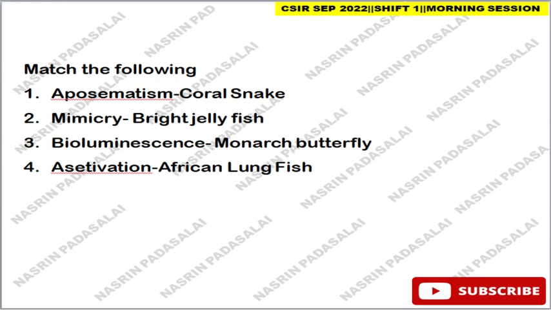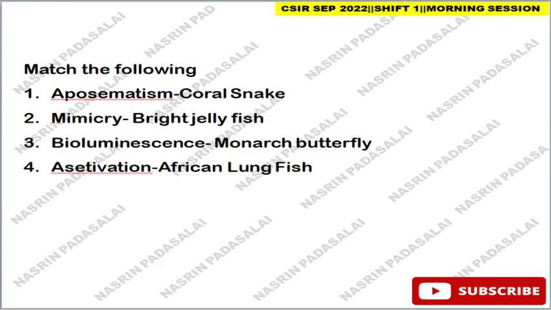Next, mimicry. The example is the monarch butterfly. The monarch butterfly is the best example of mimicry. Both the monarch butterfly and the viceroy butterfly will co-mimic each other. One is palatable to eat and another one is not palatable to eat. So birds will not be able to take this particular butterfly, so they can evolve side by side. And bioluminescence, so nearly half of the jellyfish produce this bioluminescence. So the bioluminescent example is the bright jellyfish.